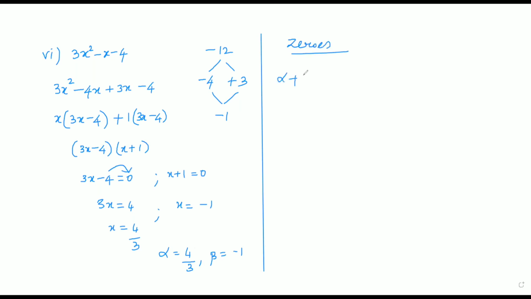So alpha plus beta is 4 by 3 minus 1. So it is 4 minus 3 by 3, which is 1 by 3. Alpha beta is, multiply both, 4 by 3 into minus 1 will give us minus 4 by 3. Let us cross check with the coefficients.